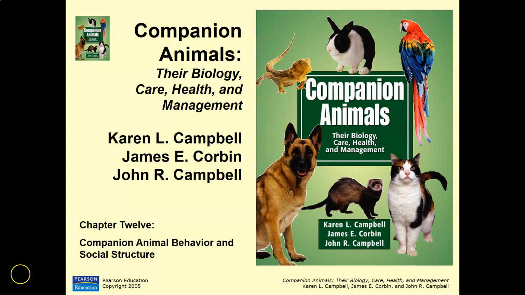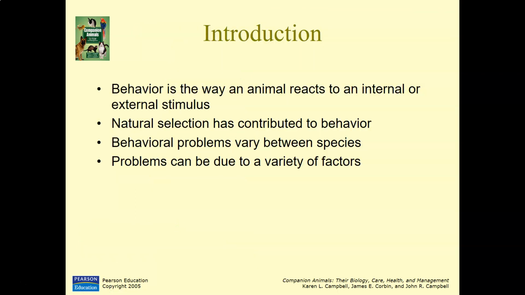So starting out with chapter 12, this is all about companion animal behavior and social structure. So first of all, kind of just going over a little bit of what behavior is. So this is how an animal reacts to an internal or external stimulus. So reading through the book, it talks about natural selection and how this has basically contributed to behavior because of the way we selected animals over the years.